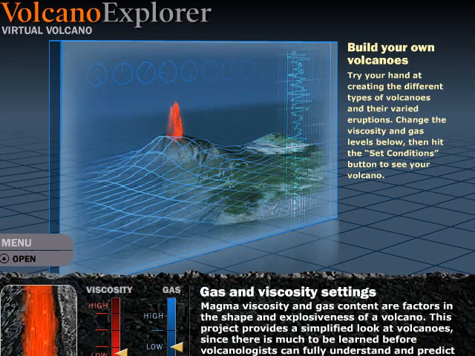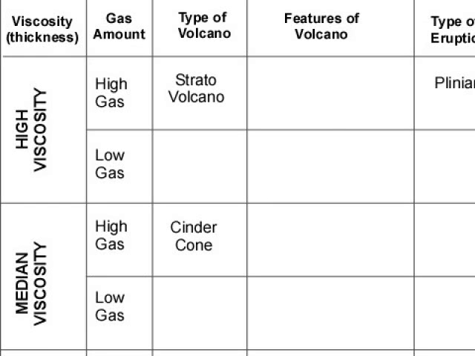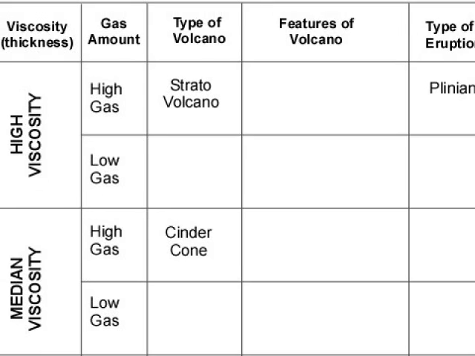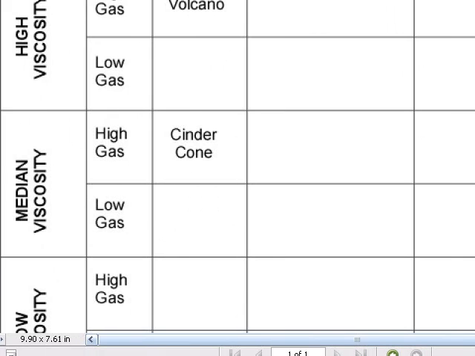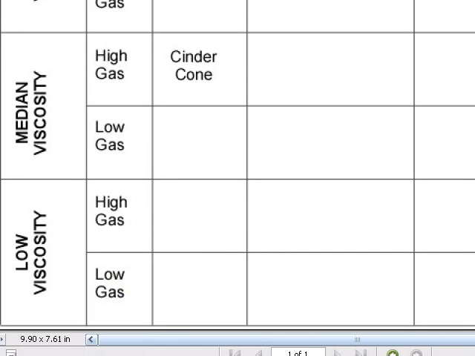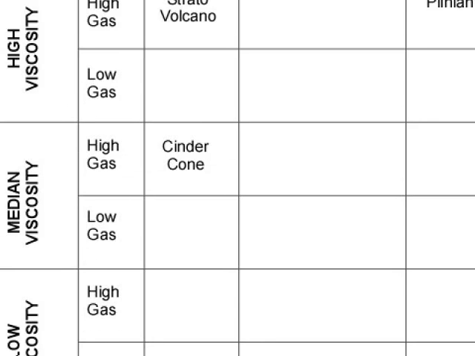And then now you see you have different features or parameters you can choose to make this volcano. And here is the data sheet that I asked you to print out in the instructions, where you see the high viscosity, that's the thick magma, median viscosity, it means middle level of viscosity, thickness, and then down here you see the lower viscosity, that means thinner magma.